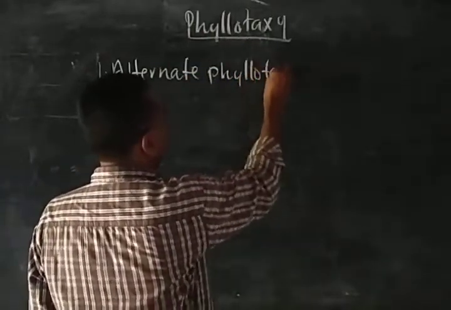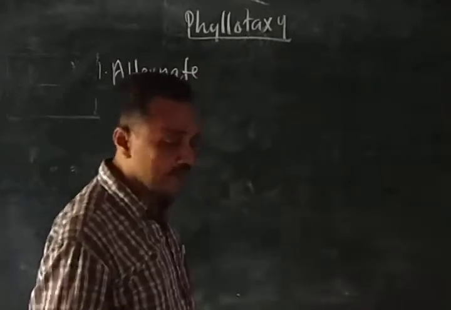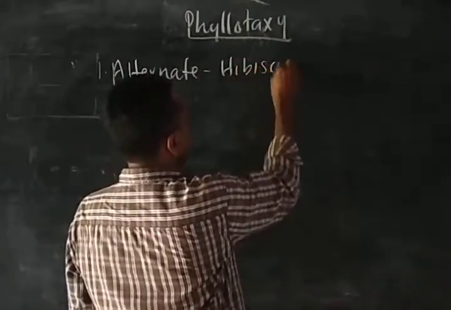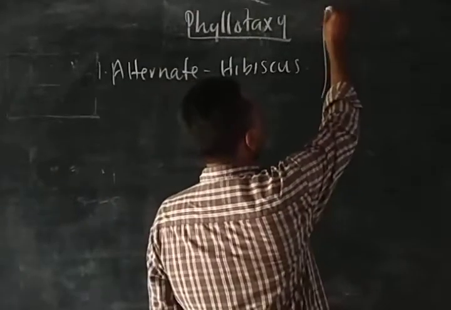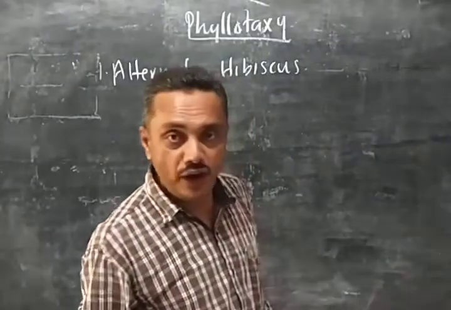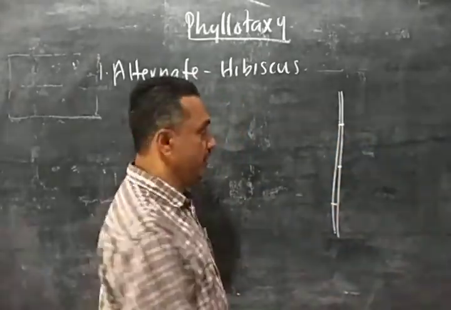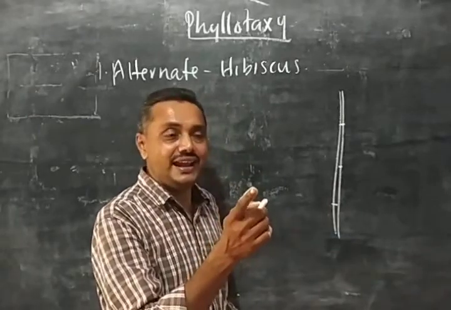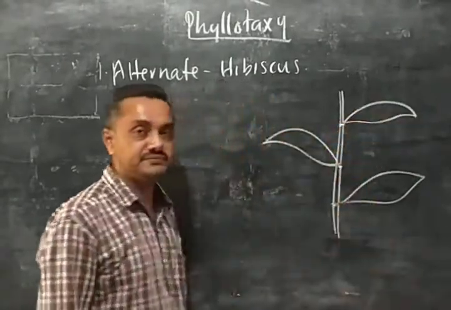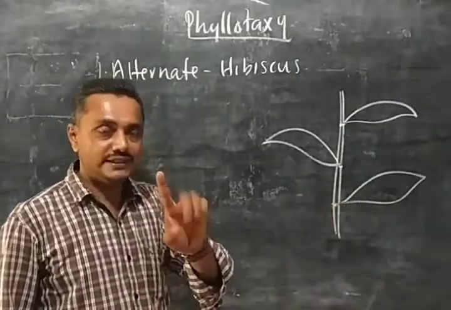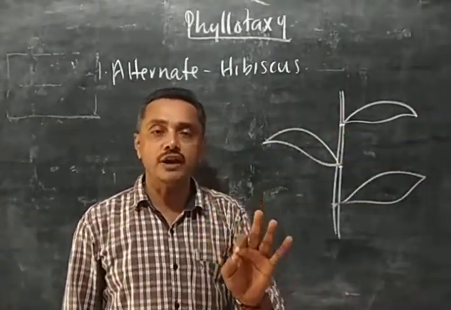In plants like hibiscus, you can see alternate phyllotaxy. In alternate phyllotaxy, from every node, one leaf originates. They are arranged in an alternate manner. One towards this side, one towards that side, one towards this side. That is called alternate phyllotaxy.